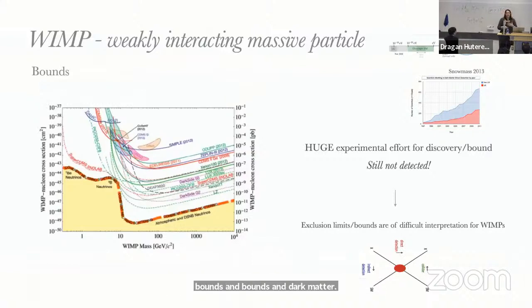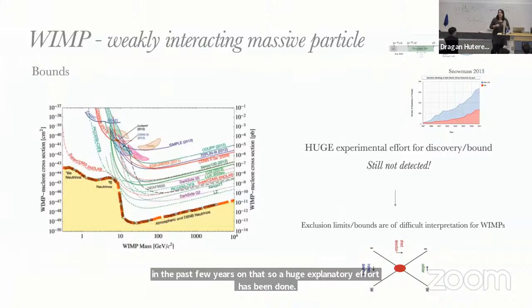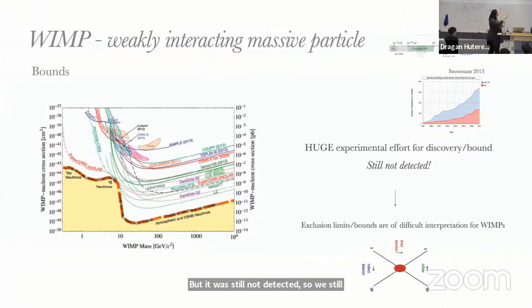Like I told you, dark matter has been WIMP forever, right? It is the main paradigm. The main experiments have been done in the past few years on that. A huge experimental effort has been made, but it was still not detected. So we still have not been able to see WIMPs. We have been pushing those bounds lower and lower every year with every experiment.